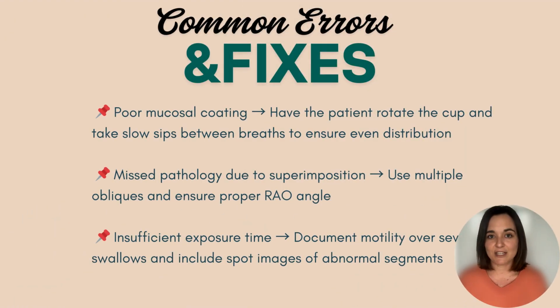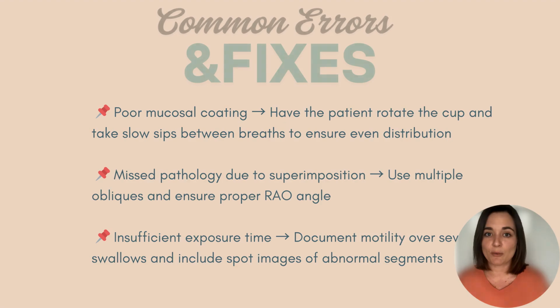Common errors and fixes. If you have poor mucosal coating, have the patient rotate the cup and take slow sips between breaths to ensure even distribution. If you have missed pathology due to superimposition, use multiple obliques and ensure proper RAO angle. If you have an insufficient exposure time, document motility over several swallows and include spot images of abnormal segments.